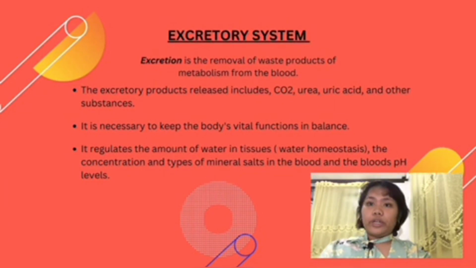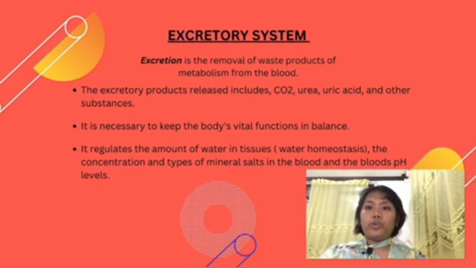Excretory system, from the word excretion, is the removal of waste products of metabolism from the blood. The excretory products released include CO2, urea, uric acid, and other substances. It is necessary that these waste products are released to keep the body's vital functions in balance. Also, it regulates the amount of water in tissues, the concentration and types of mineral salts in the blood, and the blood's pH level.